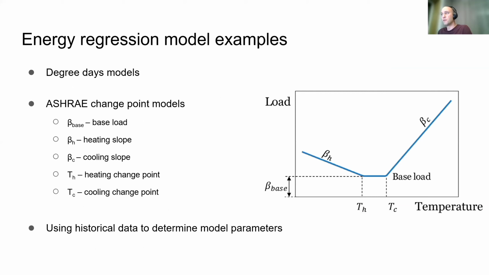To provide you some real-world examples of energy regression models, we can talk about degree-days models and also about change point models. Here is a chart that shows the 5-parameter change point model. On the x-axis is temperature, and on the y-axis energy use. What we have here is some slope from the heating. In the low temperatures, you get higher load due to heating. Then you hit the bottom, which is called base load. And then if the building also has cooling, you again have an increase in energy use due to cooling.